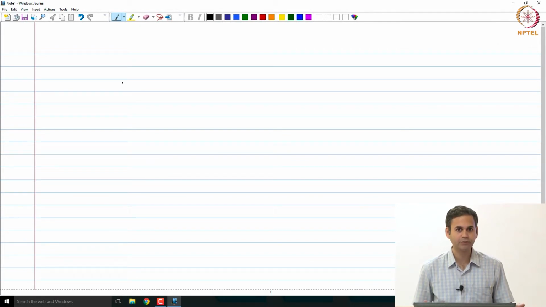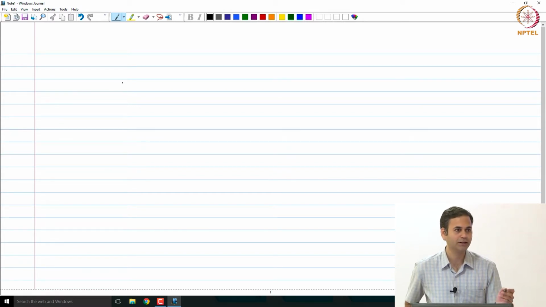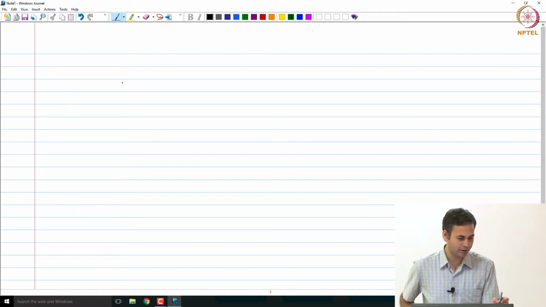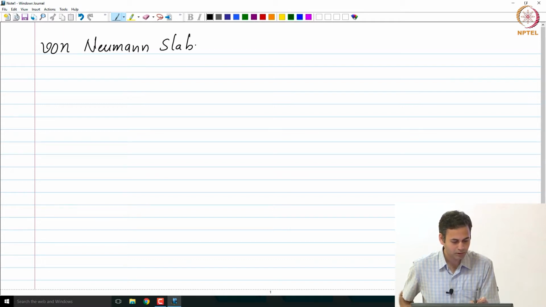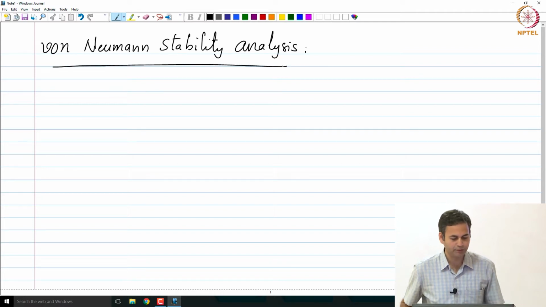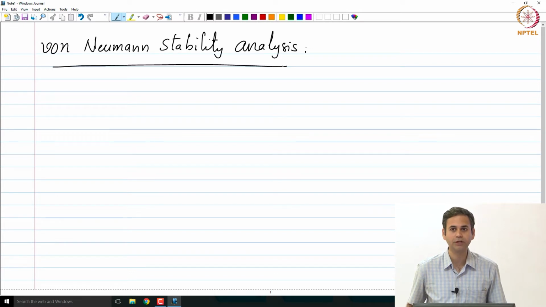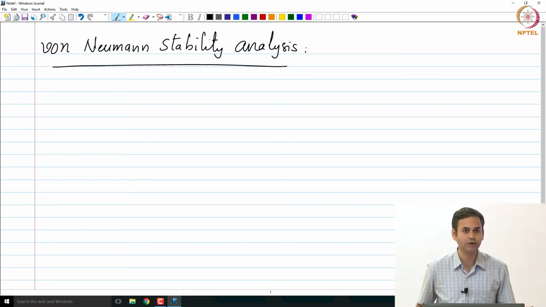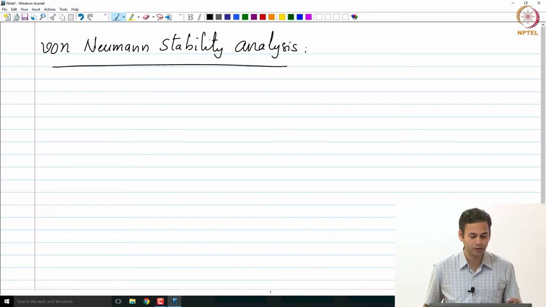So, in the last class we were discussing the von Neumann stability analysis, right. That is what we did not finish, so let us continue with that. This is the von Neumann stability analysis. Essentially, we would like to know if the time stepping scheme that we are using would keep the round off errors bounded or not. Do the round off errors grow from time step to time step, or are they going to be bounded?